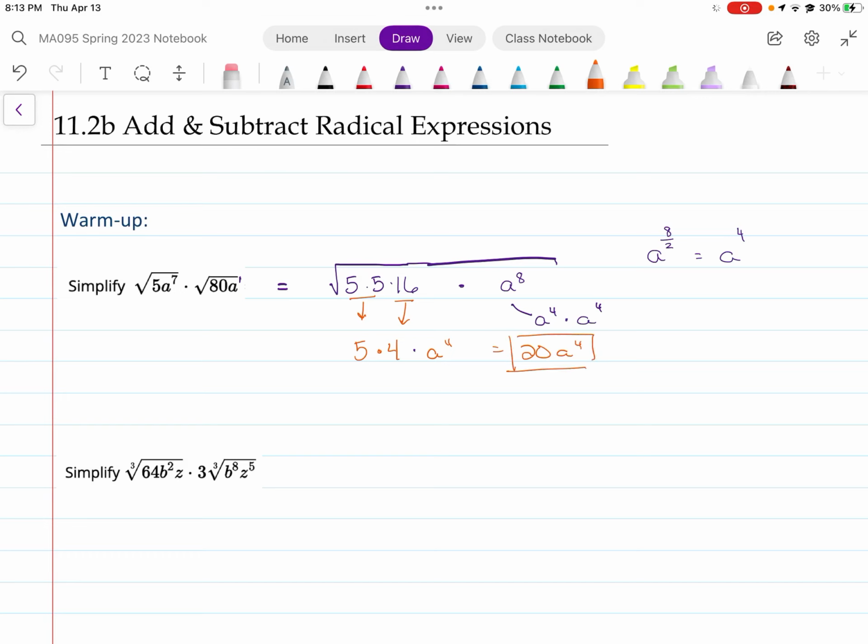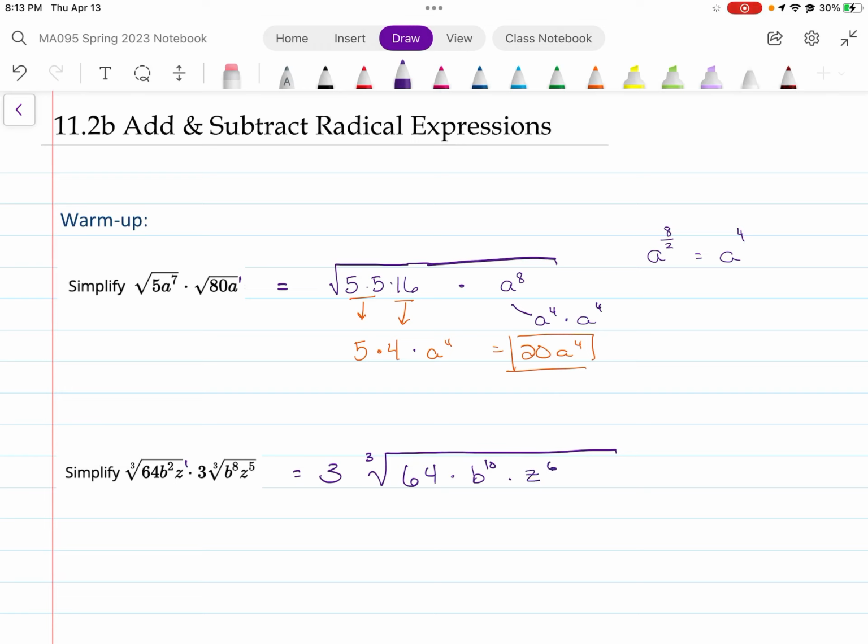All right, the next one, we've got a 3 on the outside. So I'm going to pull this 3 out to the front so it's kind of out of the way. And then we've got this cube root. I'll do one big one this time. So I've got a cube root of 64. And then I've got b squared and b to the 8th. That's b to the 10th. And then I've got z to the 1 and z to the 5 multiplied together, and that's going to give me z to the 6th.